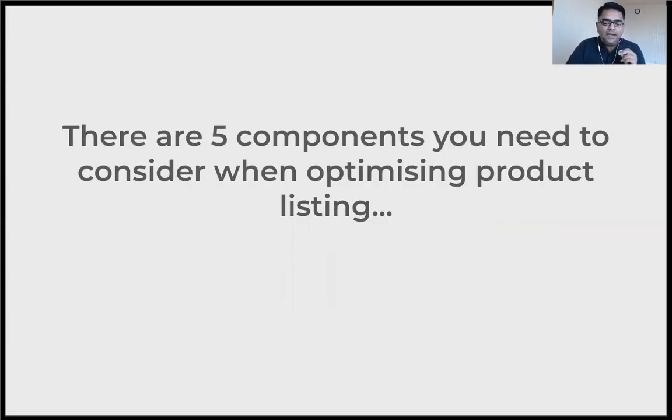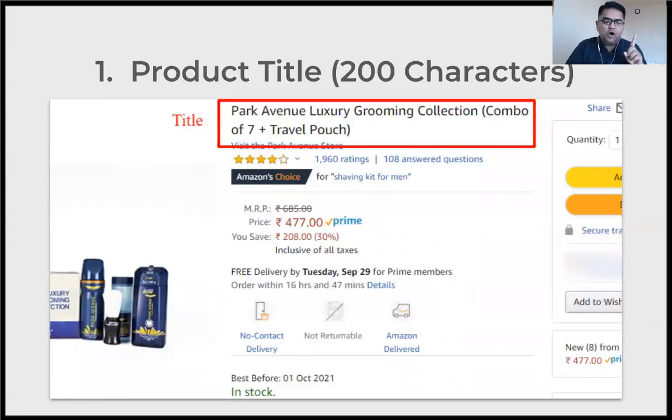There are 5 components you need to consider when optimizing a product listing. Component number 1, product title. Each and every product on Amazon has a product title. Amazon gives us 200 characters to enter in that particular field.